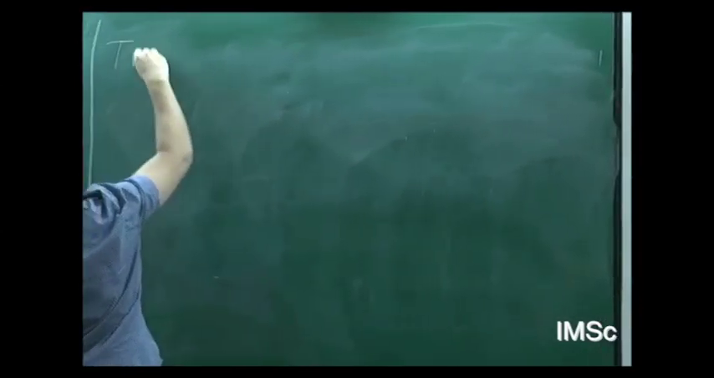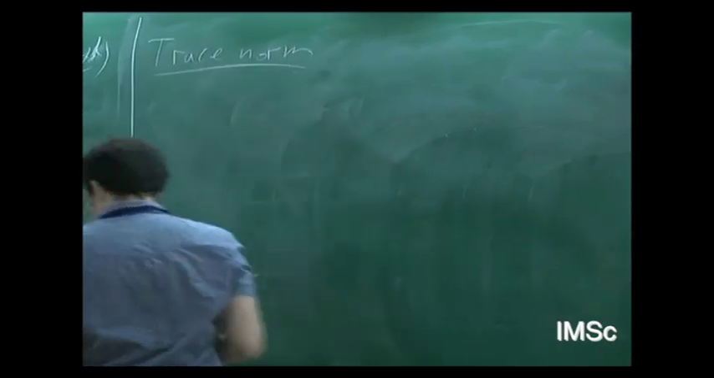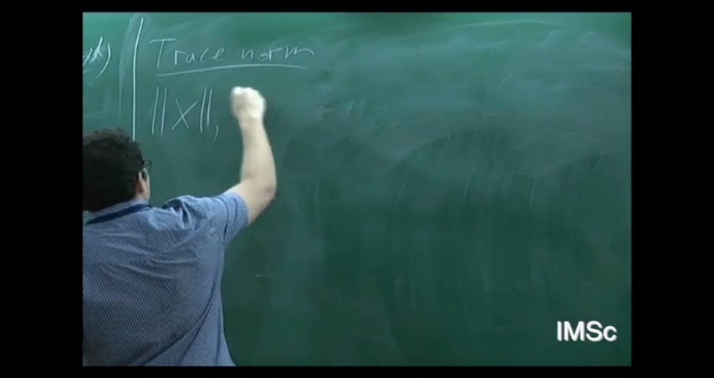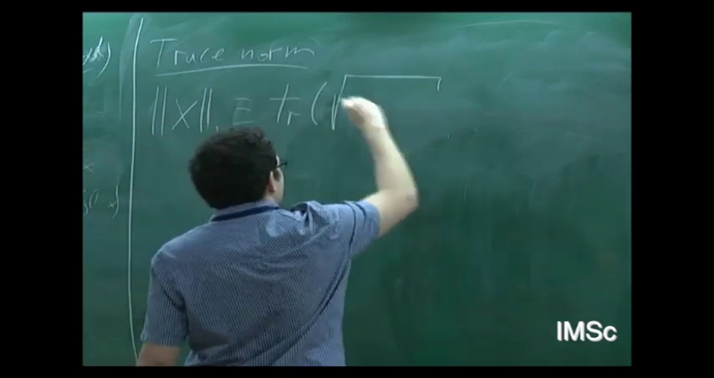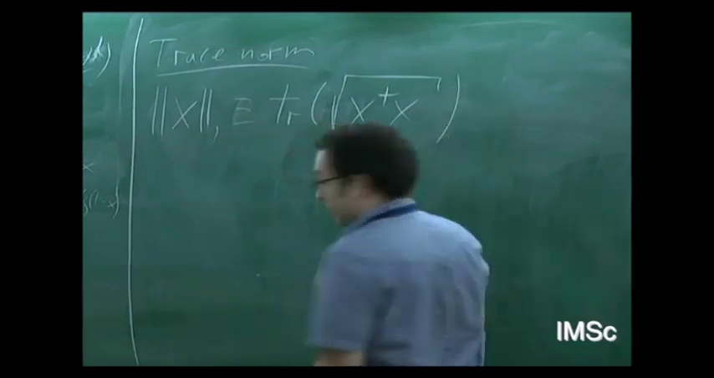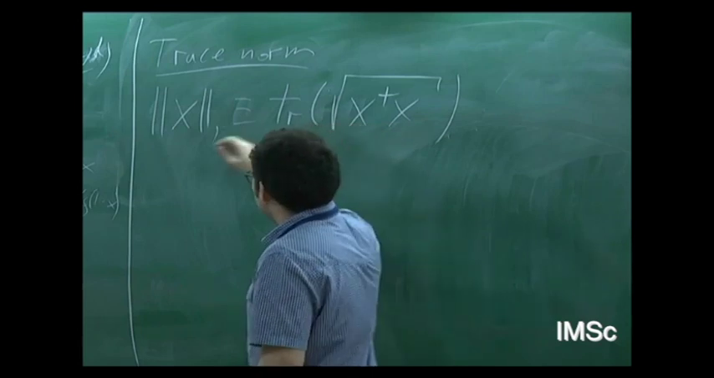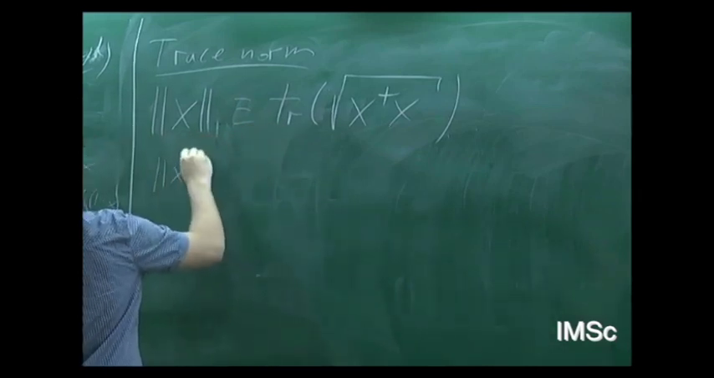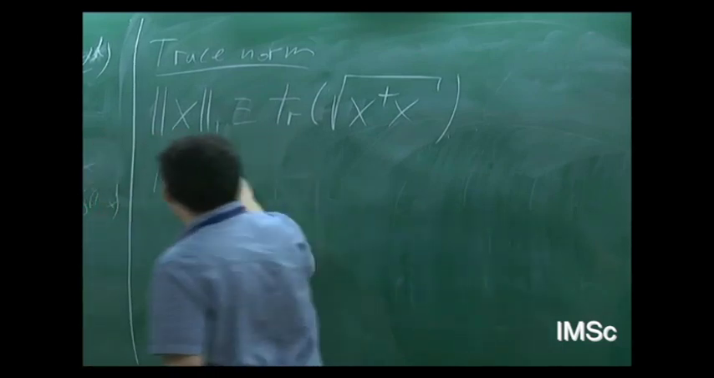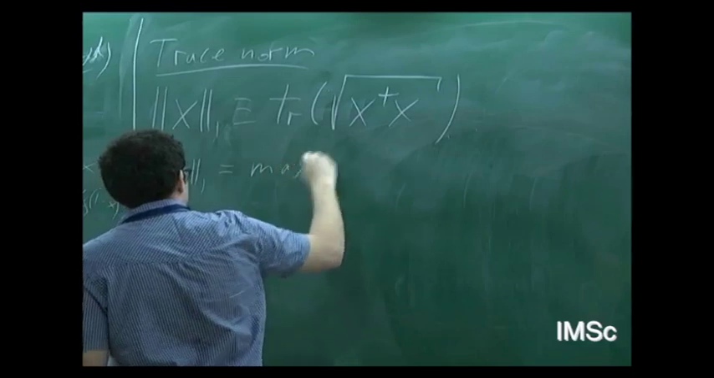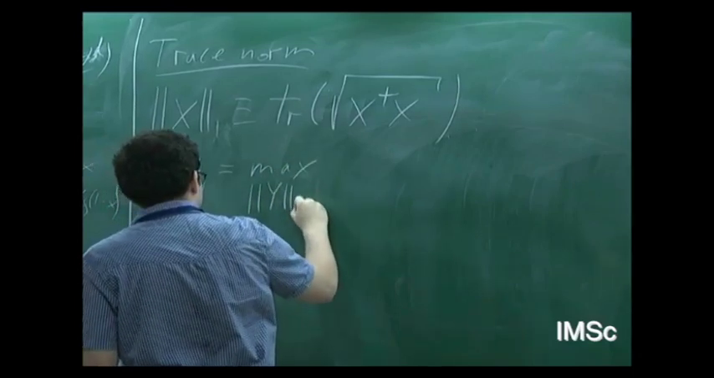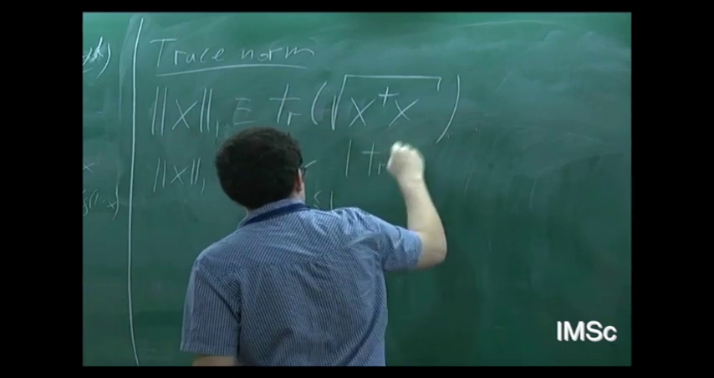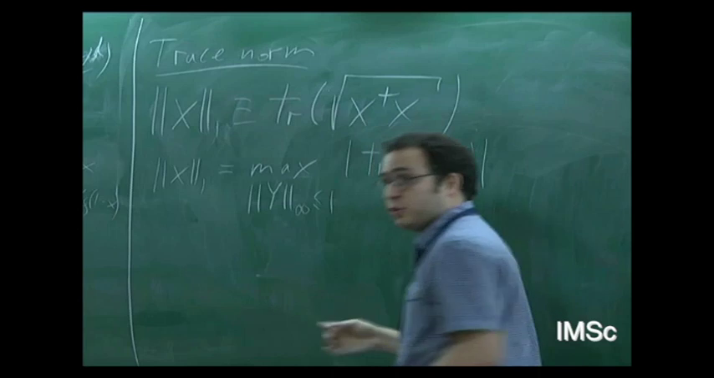So what is the trace norm? For some matrix X, any matrix, it doesn't have to be Hermitian or anything, the definition is the trace of the square root of X dagger X. In other words, it's the sum of the absolute values of the singular values of X. I won't show you now, but I will ask you to work it out in the tutorial. One way to write this is to maximize over all Y for which the infinity norm, the operator norm, is smaller than 1, so all the singular values are smaller than 1, of the absolute value of trace XY. So this is a variational expression for the trace norm.